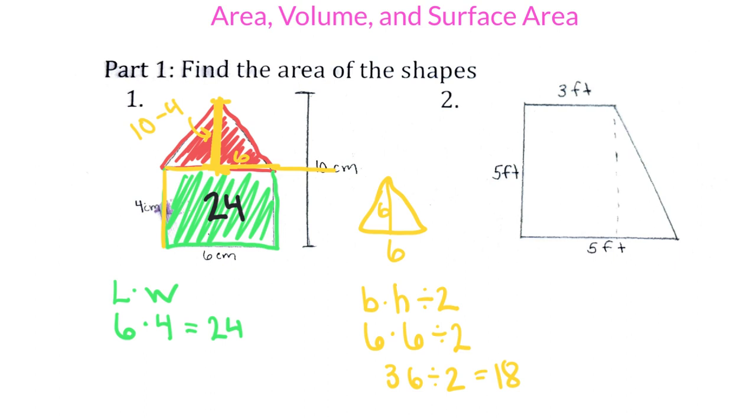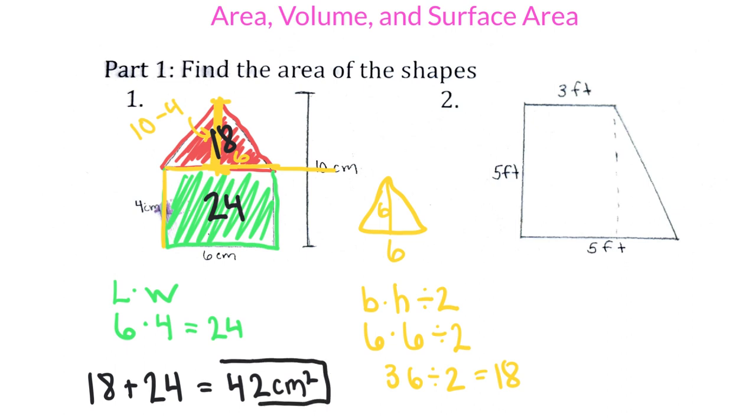Now that we have this information, we will be able to find the total area. So we go the area of the house, which is 18, or the roof, sorry, or the triangle, and we're going to add the area of the rectangle, which is 24. 18 plus 24 would be 42. And it's centimeters squared because area is always in squared units.